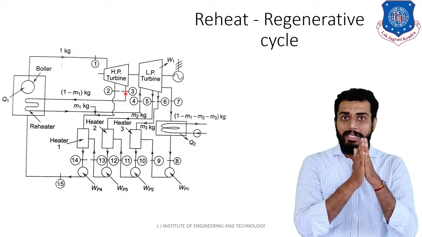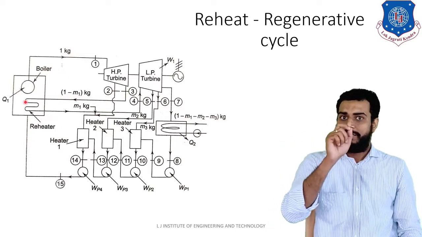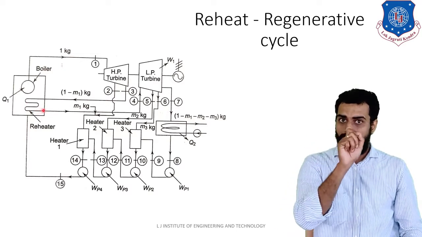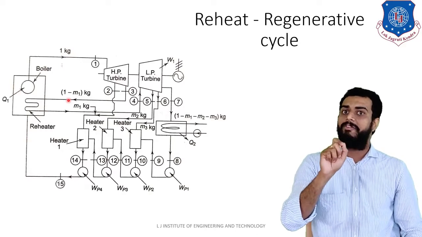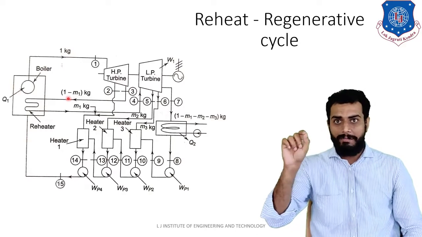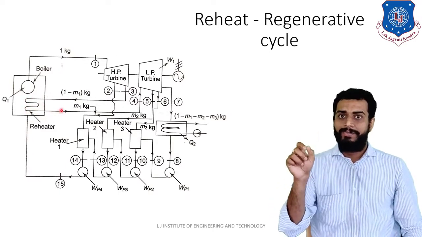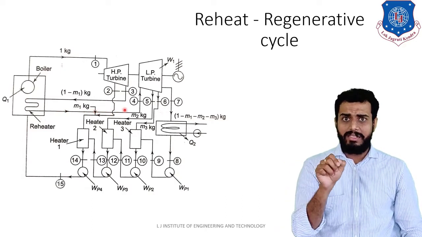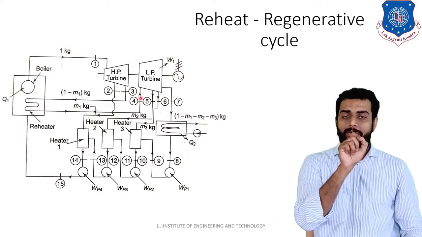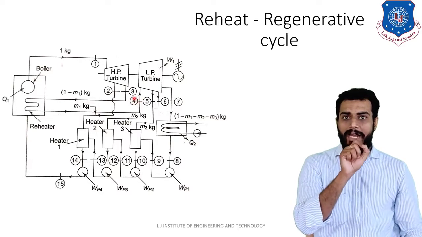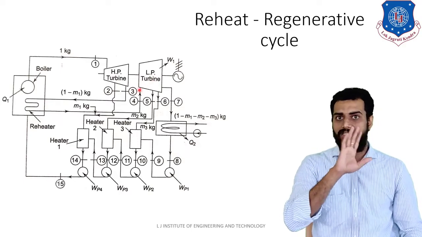Now from point number 3, this steam will be sent back to the boiler for reheating. Remember students, for reheating we are sending 1 minus m1 kg of steam. Clear? So now this 1 minus m1 kg of steam is supplied to the boiler again for reheating. This reheated steam is supplied to the low pressure turbine. At point number 4, you have the reheated steam at the inlet of the low pressure turbine, as you can see on the diagram.